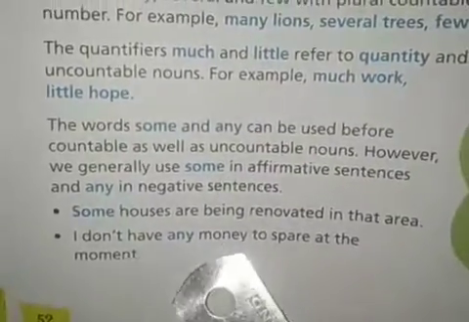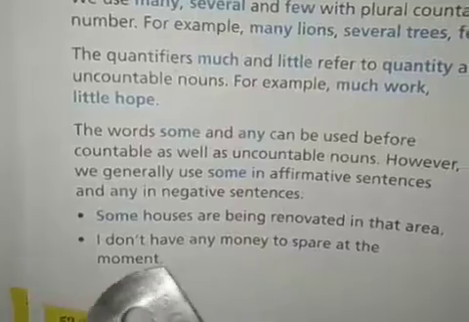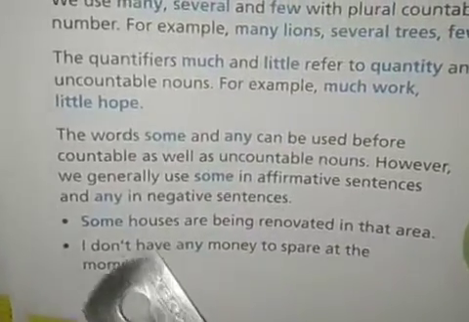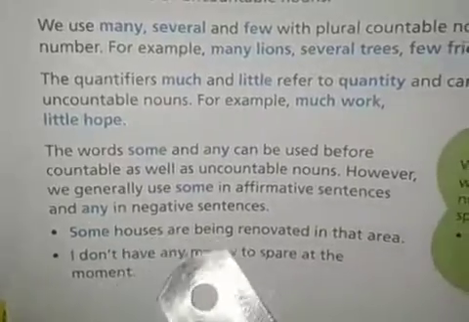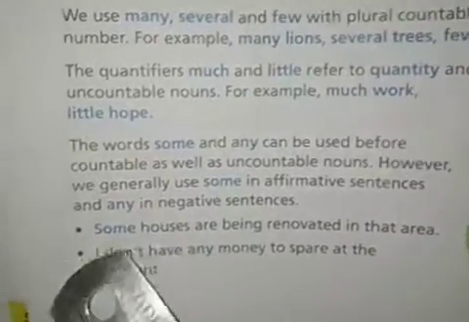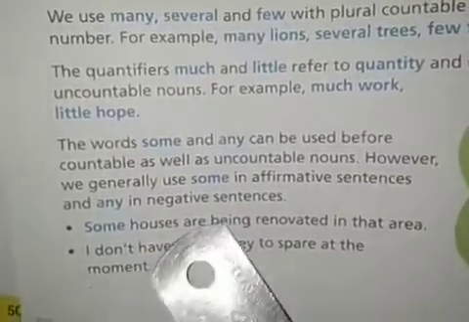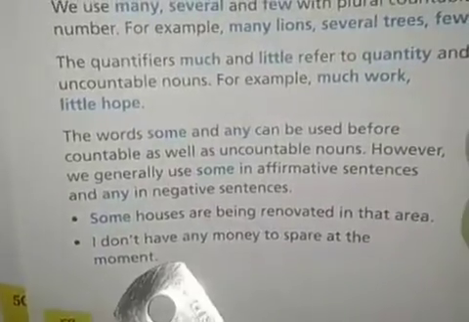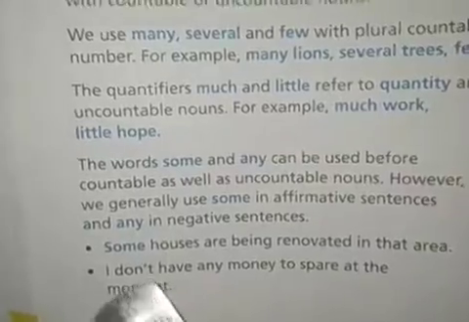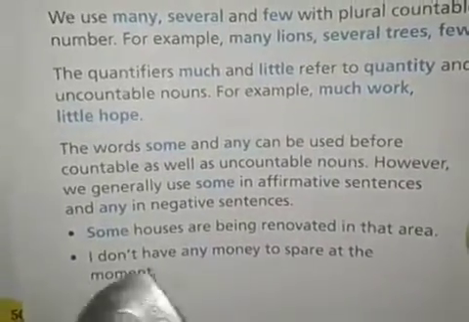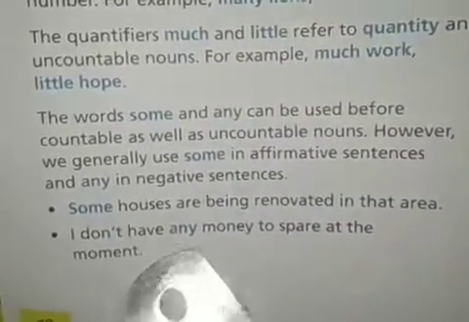I don't have any money to spare at the moment. So this sentence is negative. The first sentence is affirmative or positive. There is no not, never, nothing there. Okay, so some is used in the sentence. This is an affirmative sentence. The second sentence is negative because not is used in the second sentence. That is why this sentence is negative. So in this negative sentence, any is used.